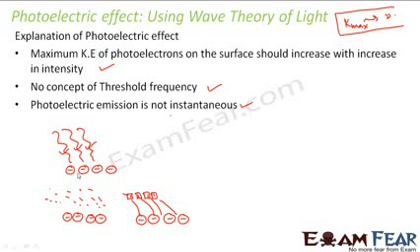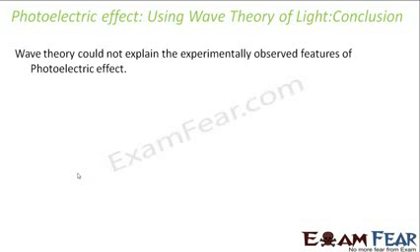So this didn't say that the wave theory was incorrect, because there were so many evidences of interference, diffraction, polarization, which only wave theory could explain. Particle theory could not explain. So nobody told that the wave theory is incorrect. But now a second thought came into people's mind that there are certain phenomena which wave theory cannot explain. So the conclusion was that wave theory could not explain the experimentally observed features of photoelectric effect.